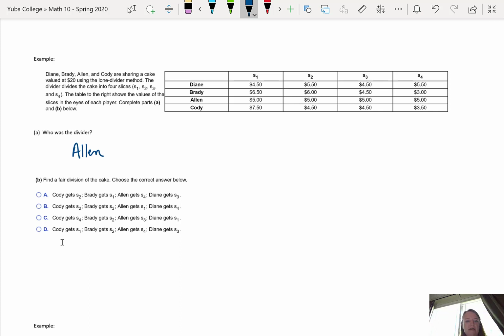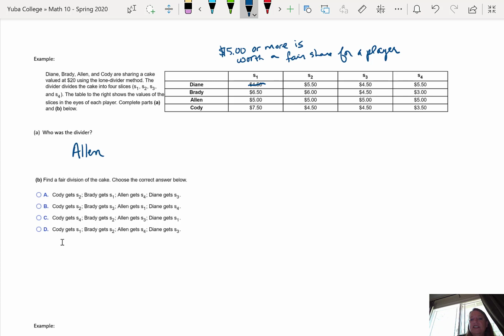So find a fair division of the cake. Choose the correct answer. Okay, so we have to figure out which players believe which shares are fair. Again, $5 or more is worth a fair share for a player.